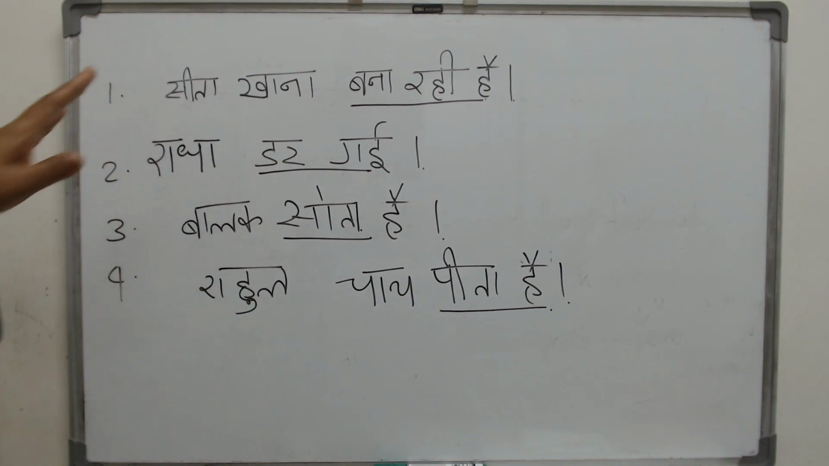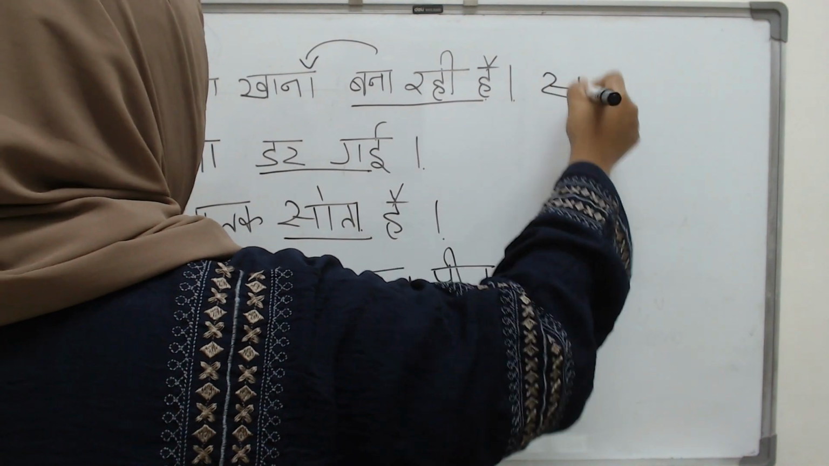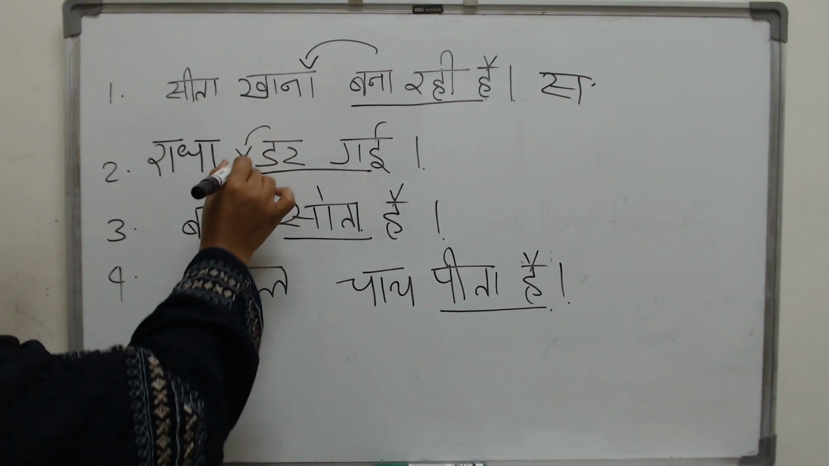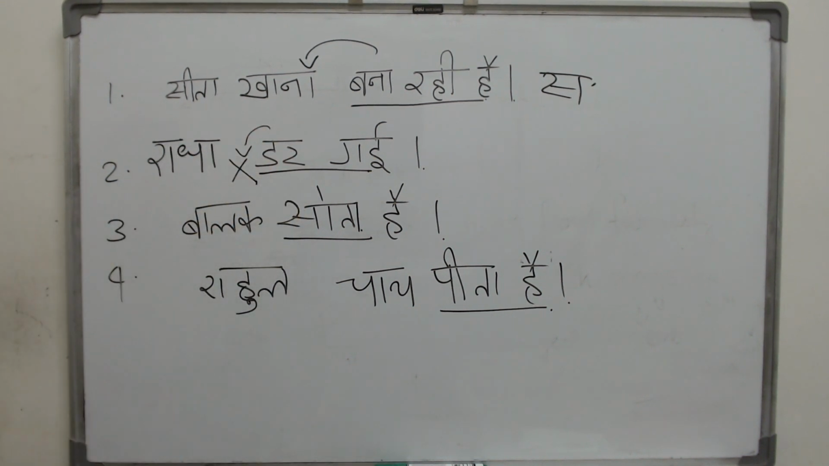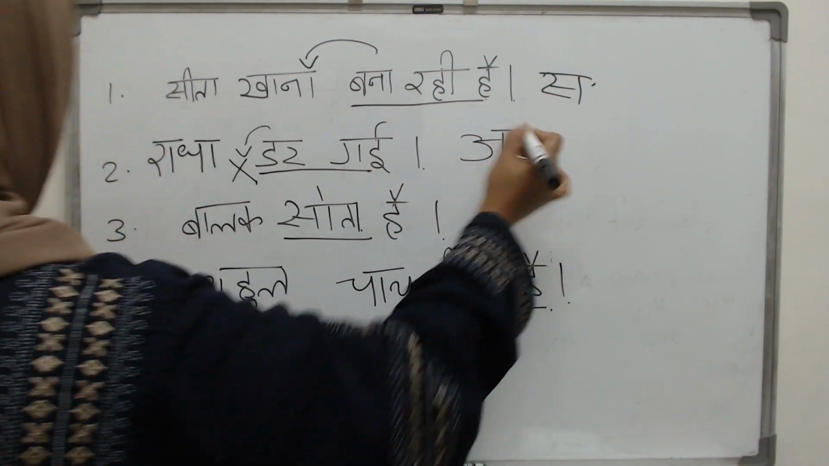सीता खाना बना रही है. Sita is cooking food. So sakarmak, it has a karma. Radha डर गई. Radha is afraid. Do you see anything here? No. All you have is Radha, who is the subject. So it is akarmak. No karma there.